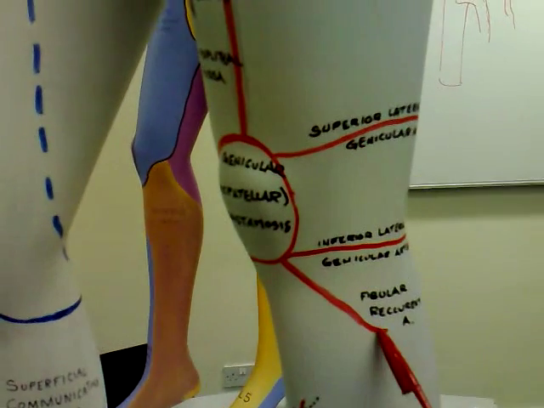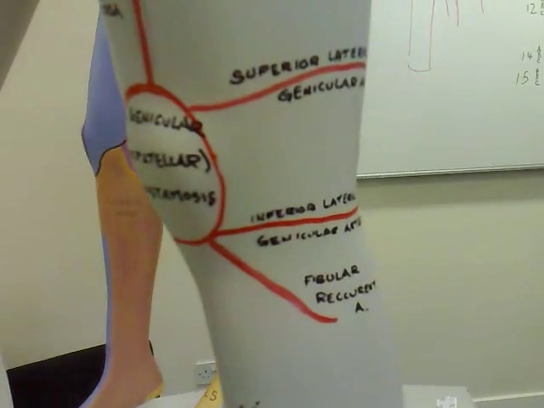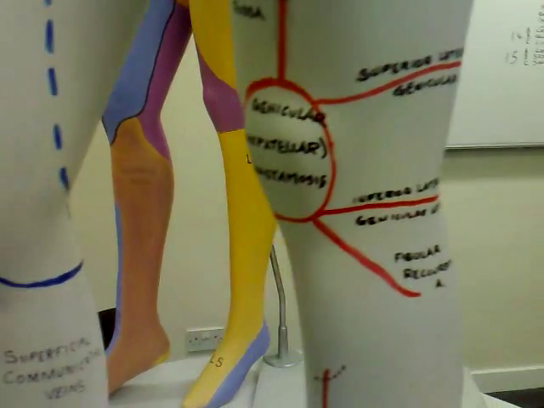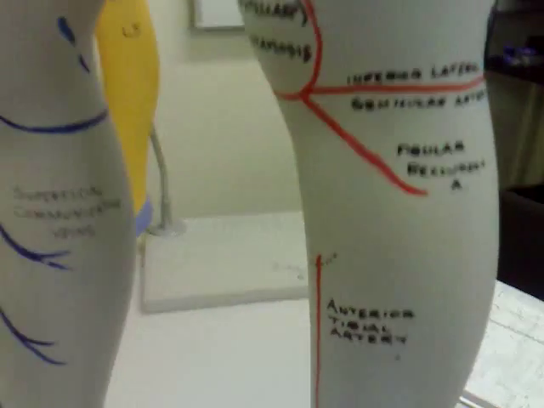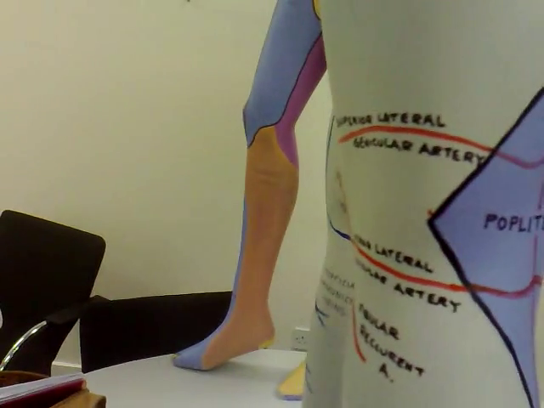Fibular recurrent artery. Anyway, we're going to move on to the anterior tibial artery, which comes from, you can't see it on this model, but it comes, as Sammy is over there, comes from the posterior.